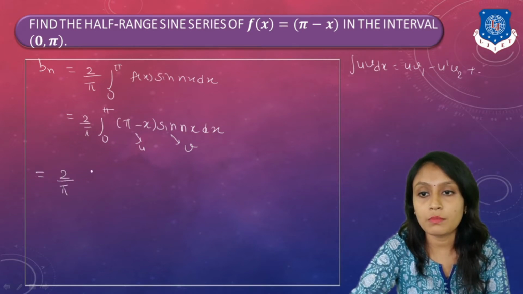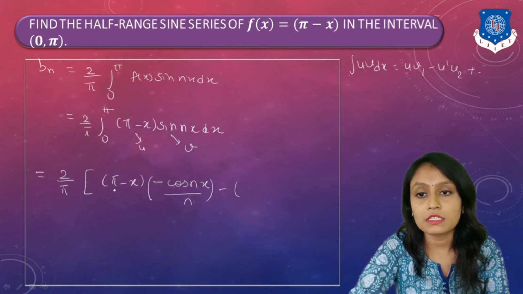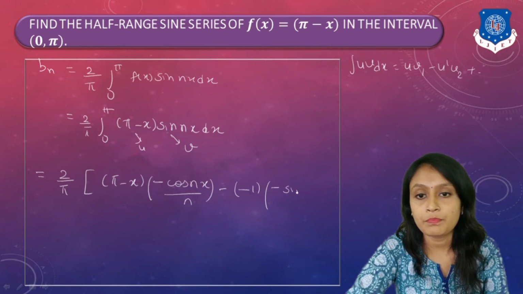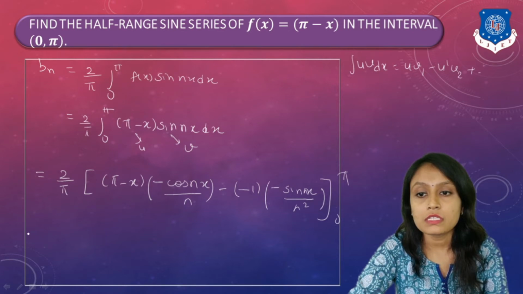So here you have 2 upon pi, u as it is, so pi minus x as it is, integration of sin nx, that is minus cos nx upon n. Minus, now the derivative of this term. The derivative of this term is minus 1, so here we will write minus 1. Next we have to integrate this term. So here minus as it is, and integration of cos nx is sin nx upon n square. And the limit is 0 to pi.